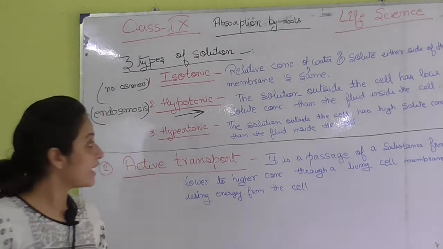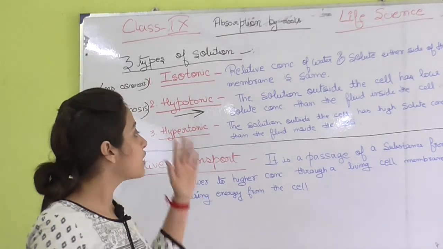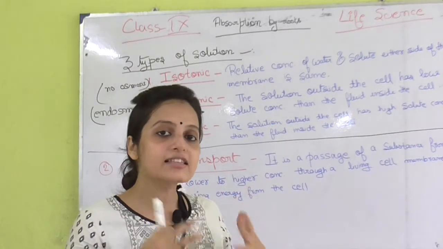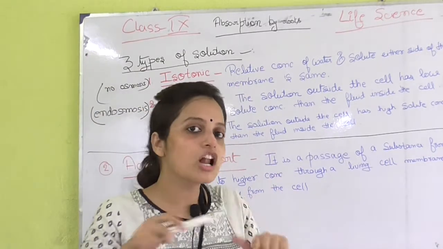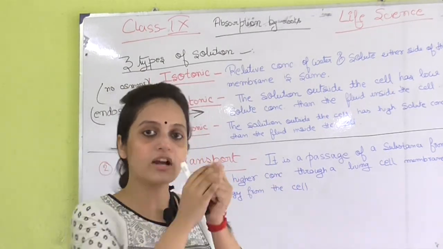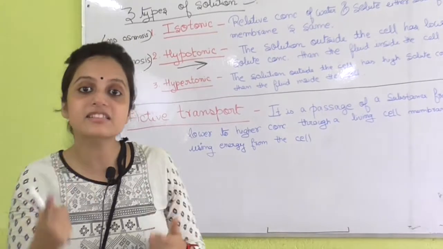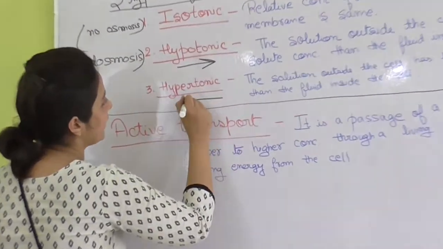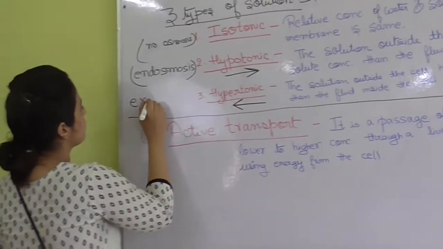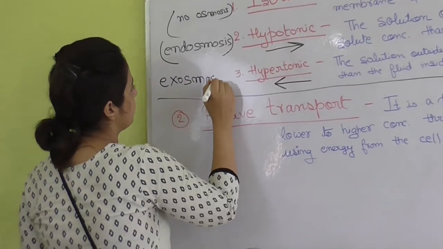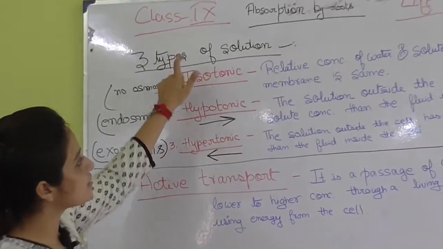And the third one is hypertonic. What happens in a hypertonic solution? Here the solution outside the cell has a high amount of solute, which means the solvent is much lesser. What will happen? The solvent inside the cell will go away. The water will exit from the cell, and the type of osmosis that happens here is exoosmosis. So you have to remember all three types of solution.